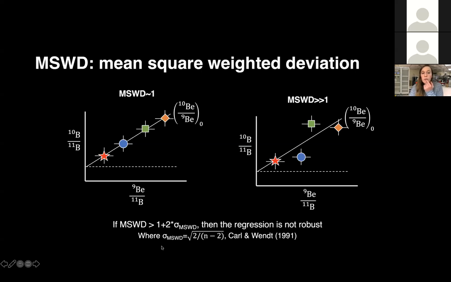And one more thing I wanted to point out is that there are also errors on the MSWD that are indicated by the number of data points that you have.